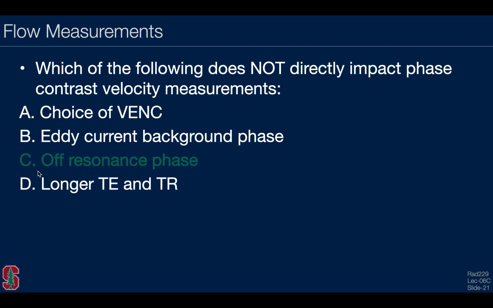And here I'm suggesting it's the off resonance phase that is not impacting our velocity measurements because it differences out in the phase difference processing. And so we do need to carefully choose our VENC to avoid aliasing. We do concern ourselves with eddy currents because they can lead to velocity and flow offsets. And the longer TE and TR is problematic, obviously because of the extended scan time, but a longer TE generally decreases your signal to noise. And so you may lose a little bit of velocity sensitivity because of that.